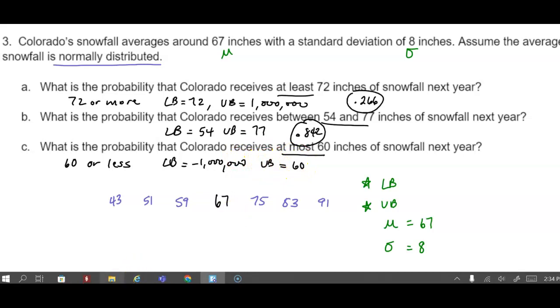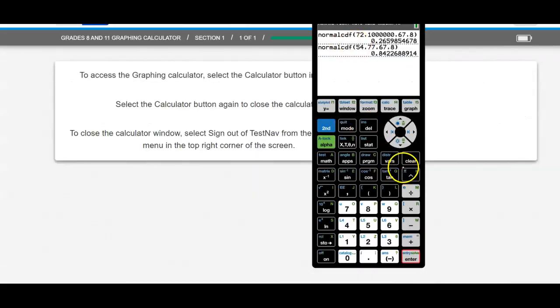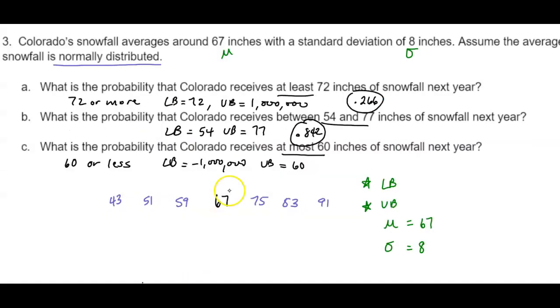One more time, going back to our calculator, clear all this out. Second vars again, this is going to get really repetitive. This time we want our lower bound to be negative a million. We want our upper bound to be 60. And mean and standard deviation stay the same. This time, the lowest probability, which is 0.191.